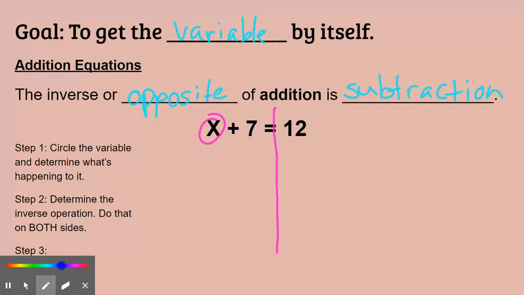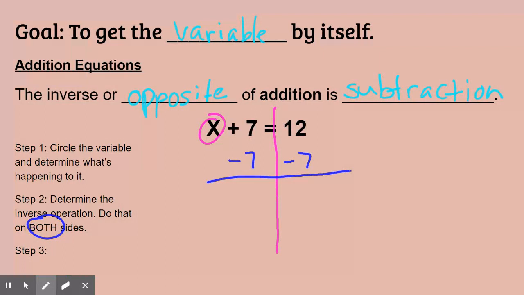Step 2 is to determine the inverse. So if I see a +7, the opposite is going to be a -7. Now, I don't do it to just one side, I do it to both. Then I'm going to draw another line to kind of separate it. So our goal with the numbers on the left is to cancel them out. Since a +7 and a -7 are opposites, I cancel. So all that's left on the left side is x. Then I just do 12 minus 7, which gives me 5. So we would say x equals 5.